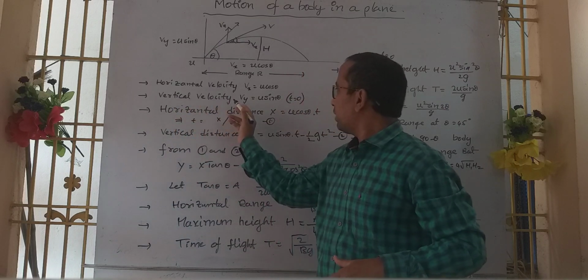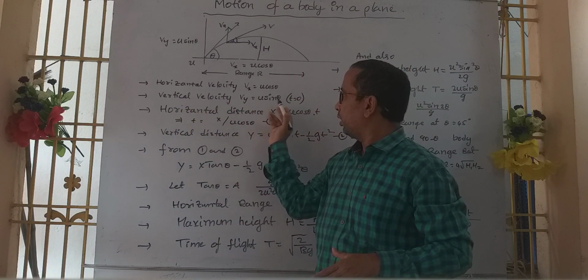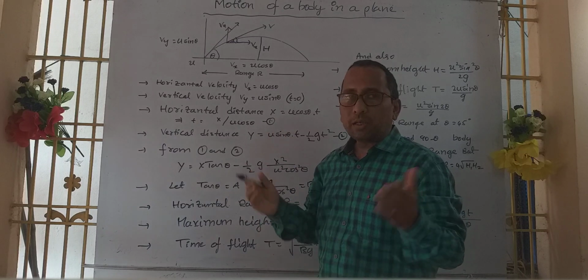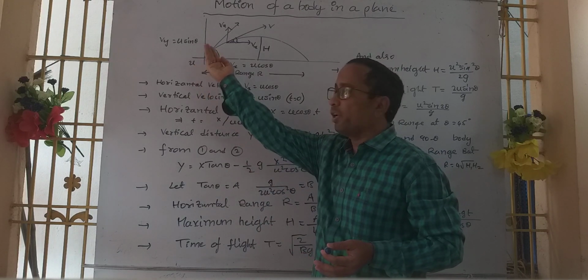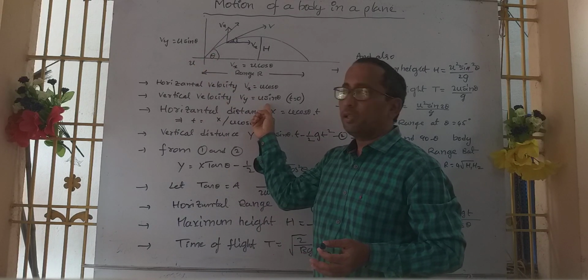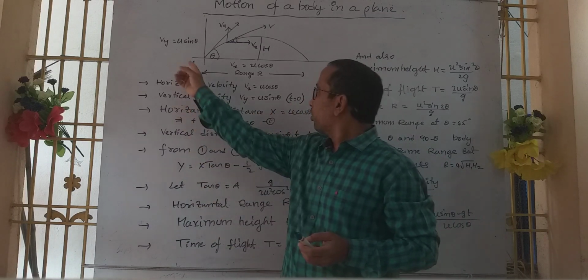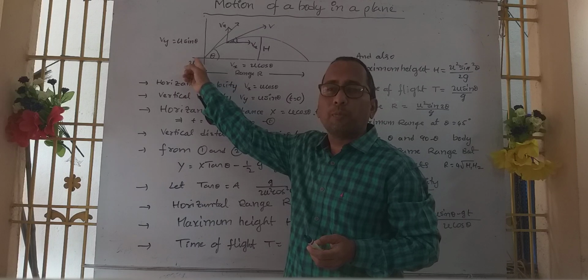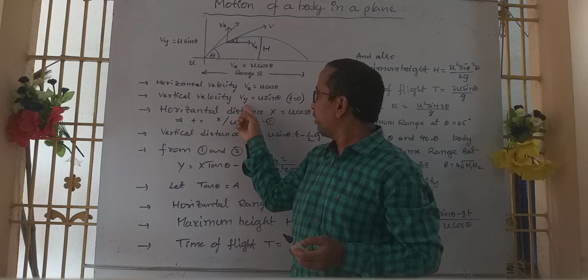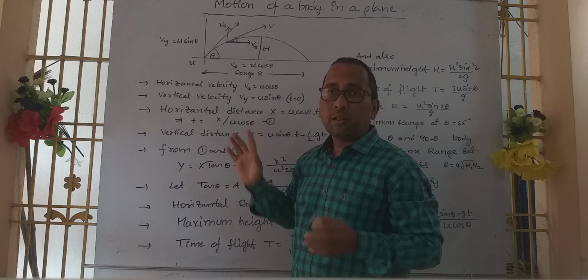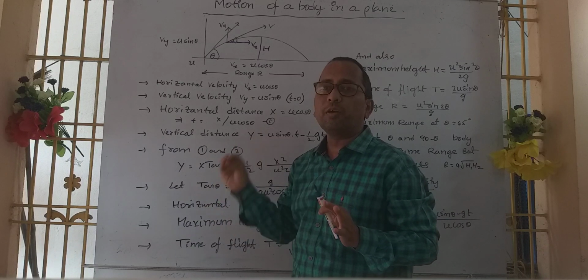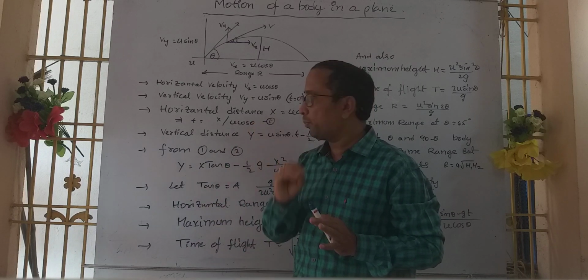Next one, vertical velocity Vy is equal to u sin theta. Vertical velocity means like this, the Vy value. That is u sin theta at t is equal to 0. T is equal to 0 means when it is projected, at the point of projection, Vy will be u sin theta. That is not constant. That is a variable value with respect to time.